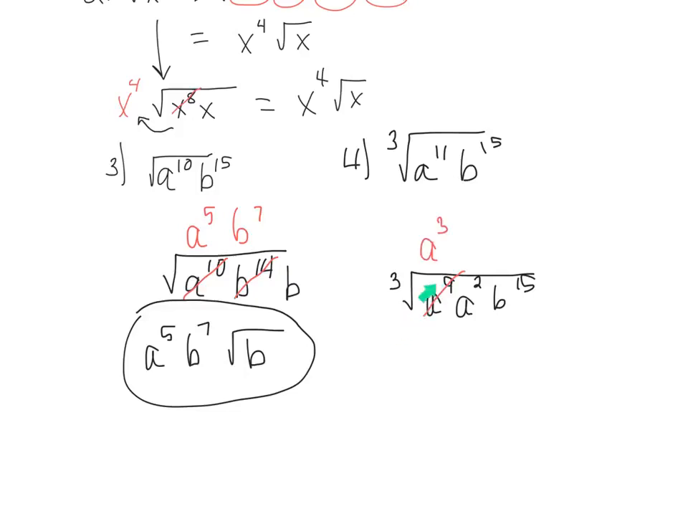So our a to the 9th with groups of 3 comes out as a to the 3rd. This will stay, and then b to the 15th is going to come out. B to the 15th with groups of 3 will be b to the 5th. So there's our b to the 5th. So these two go outside, and the extra a to the 2nd stays inside. So here's a to the 3rd, b to the 5th, and the extra a squared inside. And don't forget the 3 in your index right there.